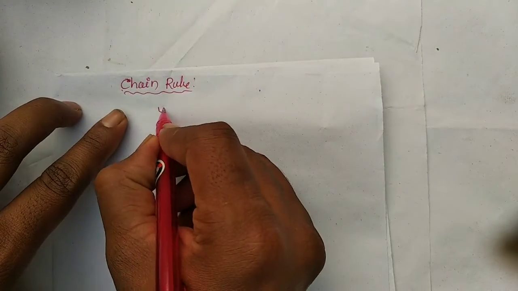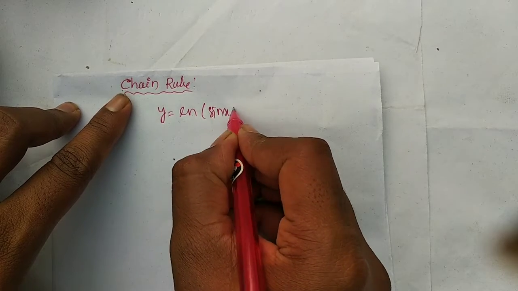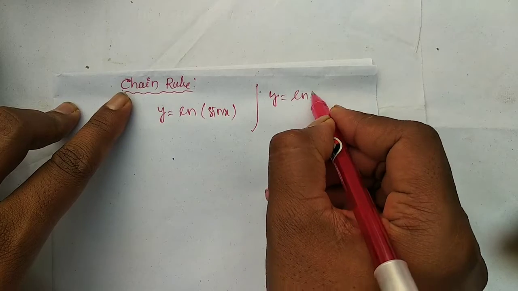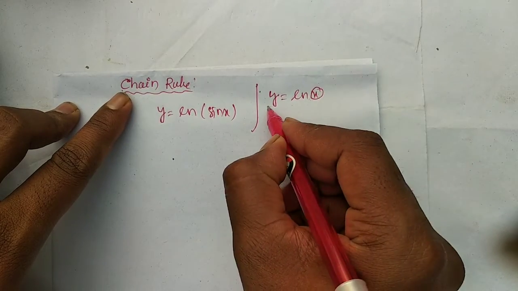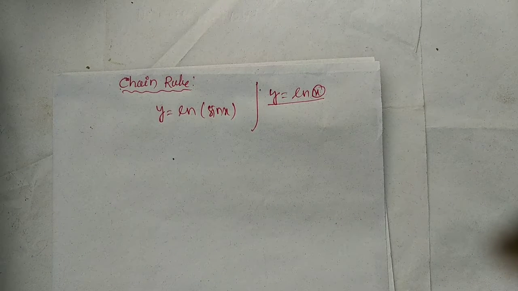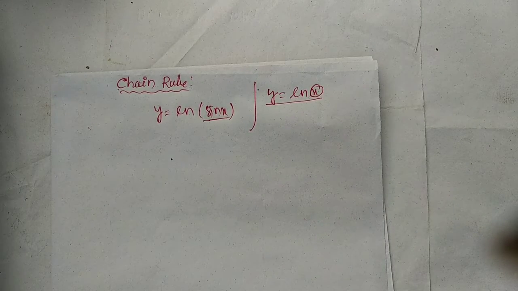Okay, let's say I am telling you here, observe y is equal to ln sin x. If it would be y is equal to ln x, then this function is directly a function of x, and when the given function is directly a function of x, we have standard formulas. But here sin x is there, which is making the problem.